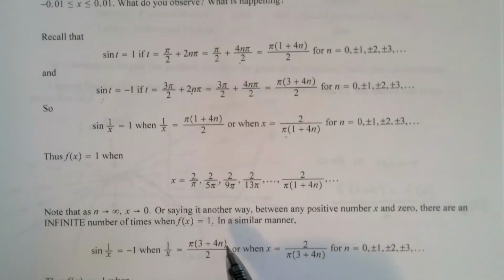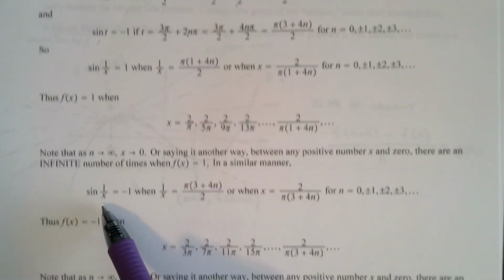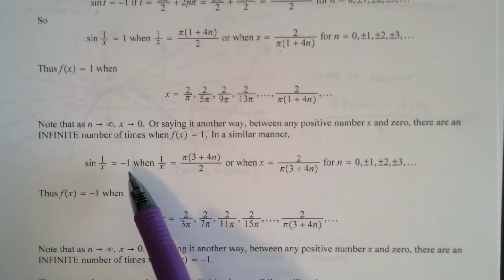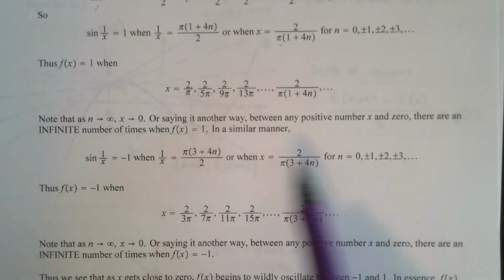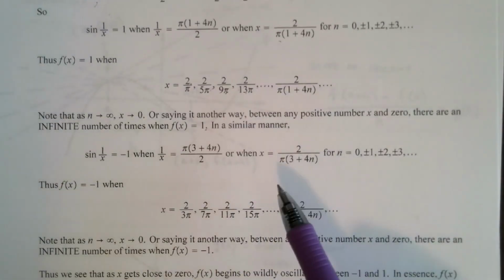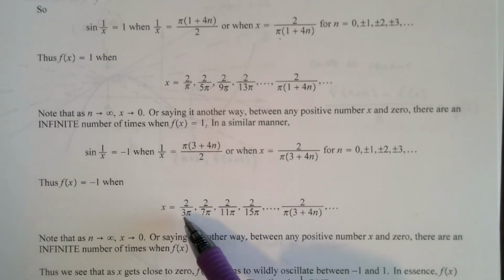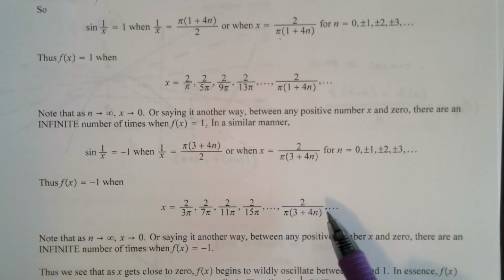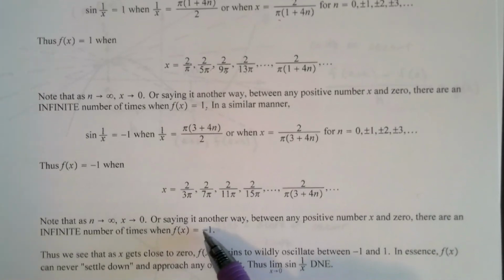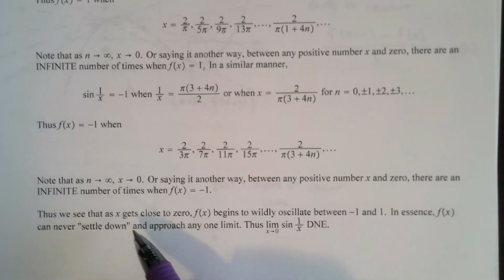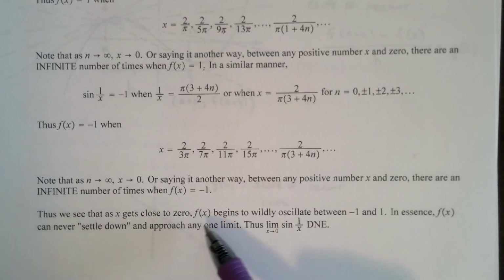Infinite number of times. In a similar way, we can show that the function sine of 1 over x is equal to -1 an infinite number of times. You can look through this analysis; it's very similar to what we have above. I generate this list of values, this time starting from 2 over 3 pi, which is about 0.22. There's an infinite number of values from this value to 0 where the function is equal to -1. So as I said before, as this function gets close to 0, it begins to wildly oscillate between -1 and 1. It never settles down.